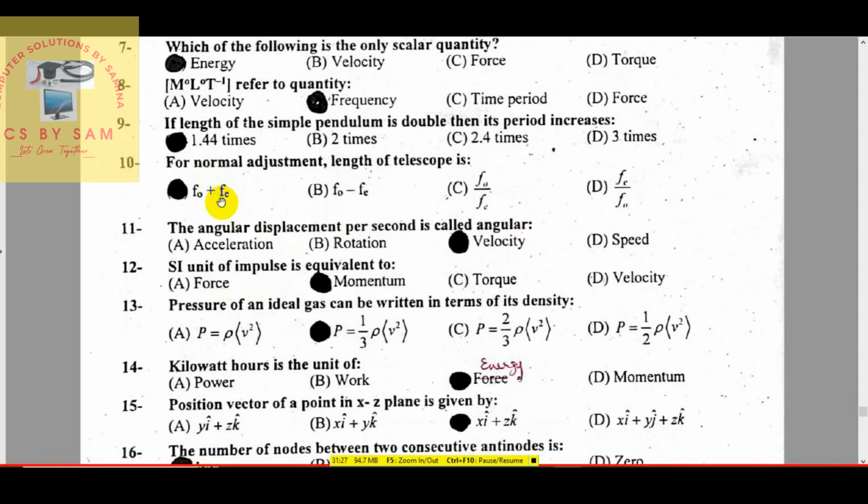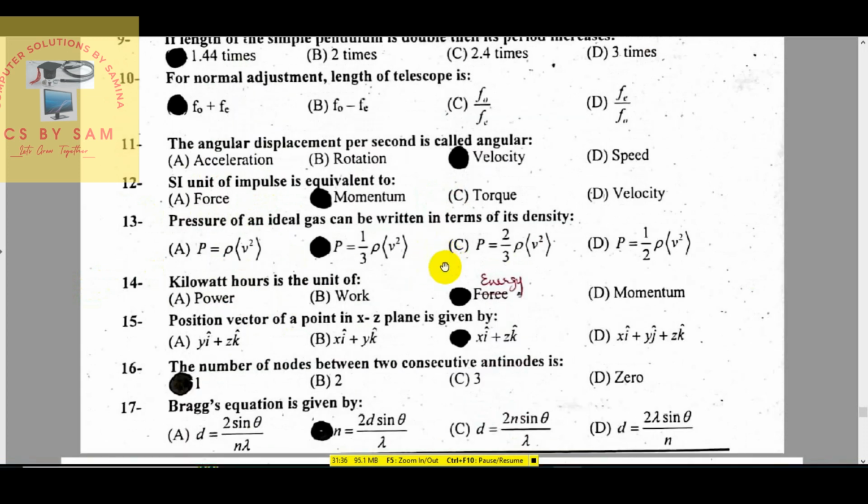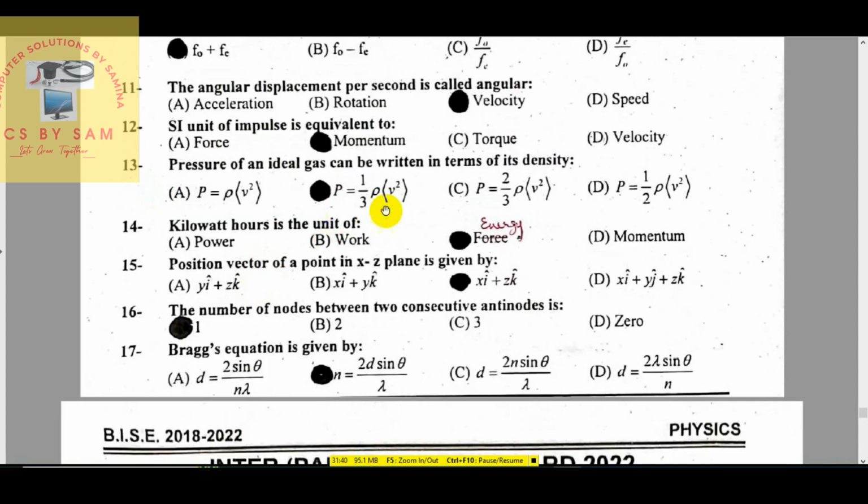For normal adjustment, length of the telescope is f(o) plus f(e). The angular displacement per second is called velocity. SI unit of impulse is equivalent to momentum. Pressure of an ideal gas can be written in terms of its density. P is equal to 1 over 3. And this one, kilowatt hour is the unit of energy.